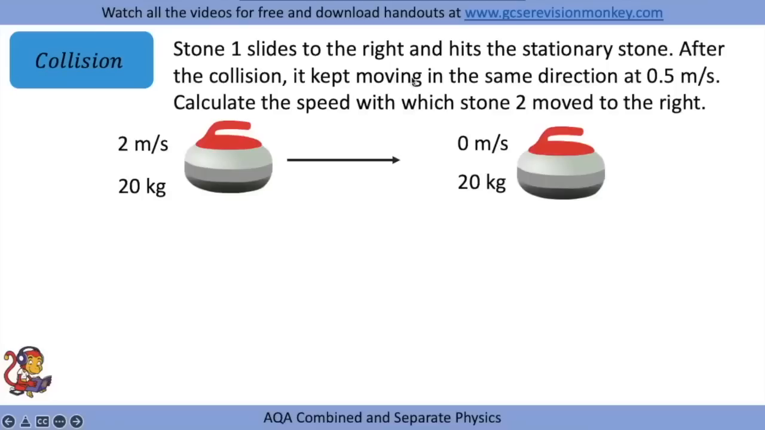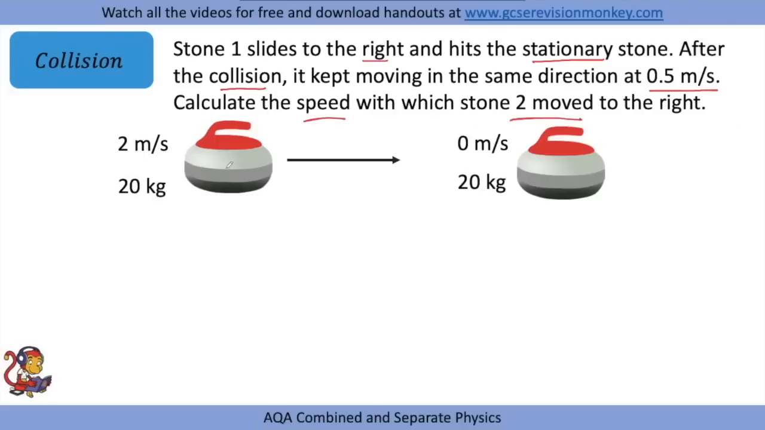Now let's look through some worked examples for momentum calculations. The first one that we'll do is a collision. In this question, it says stone 1 slides to the right and hits the stationary stone. After the collision, it kept moving in the same direction at 0.5 meters per second. Calculate the speed with which stone 2 moved to the right.